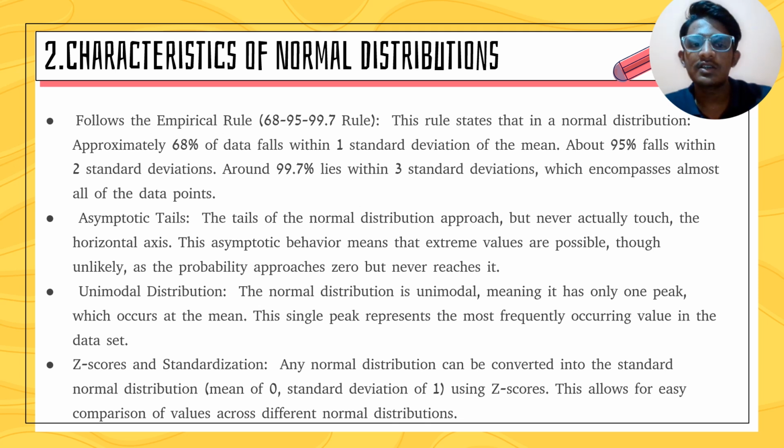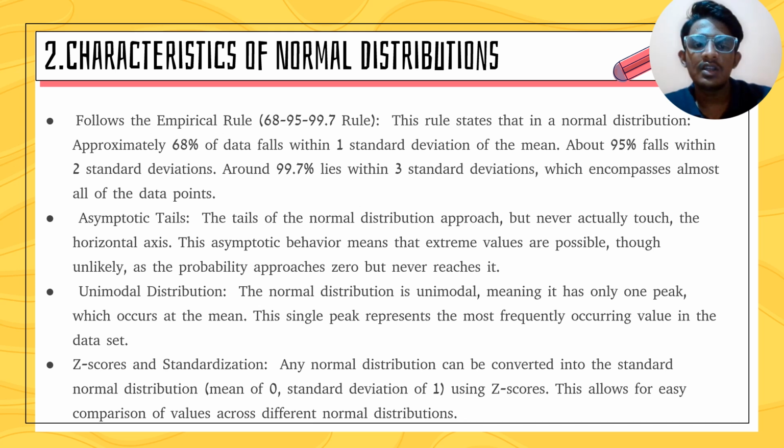Here we will discuss the characteristics of normal distributions. It follows the empirical rule. This rule states that in a normal distribution, approximately 68% of data falls within one standard deviation of the mean, about 95% falls within two standard deviations, and around 99.7% lies within three standard deviations, which encompasses almost all of the data points.